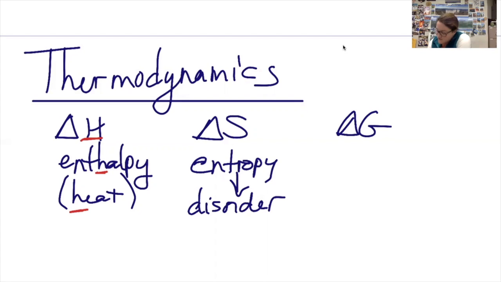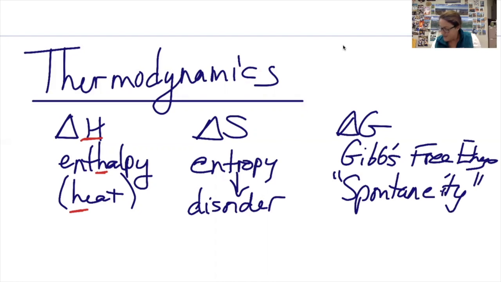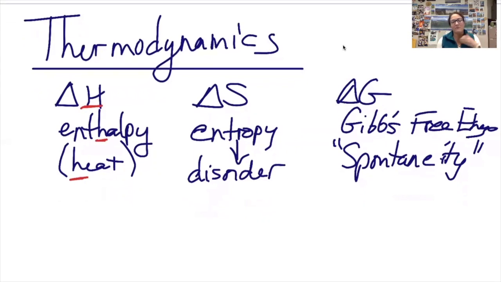Delta G is known as the Gibbs free energy. It can be called the spontaneity, which you can see why there's a confusion between delta S and spontaneity. A better term than spontaneity is thermodynamic favorability. It's only better in that it's more descriptive. It's definitely not better in length.